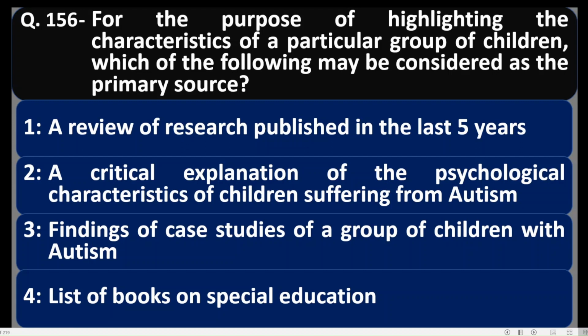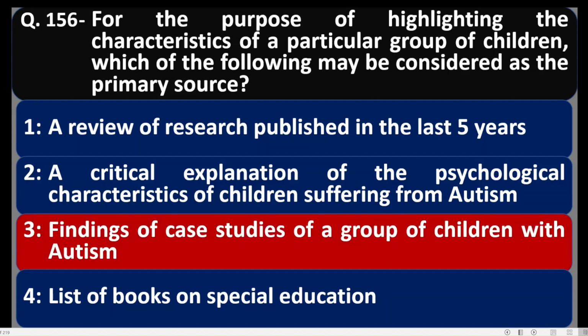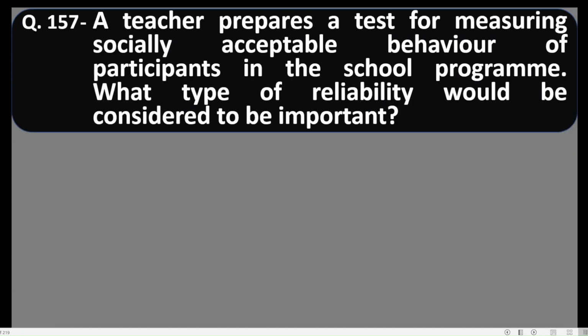So the primary source is findings of case studies of group of children with autism. Number 4 is given list of books on special education. It is also not a primary source. So number 3 is correct. Findings of case studies of group of children with autism will be considered as primary source for the purpose of highlighting the characteristics of particular group of children.